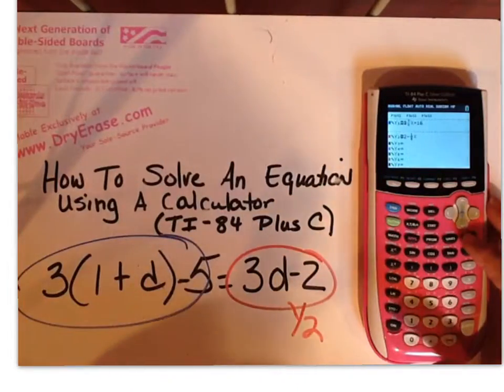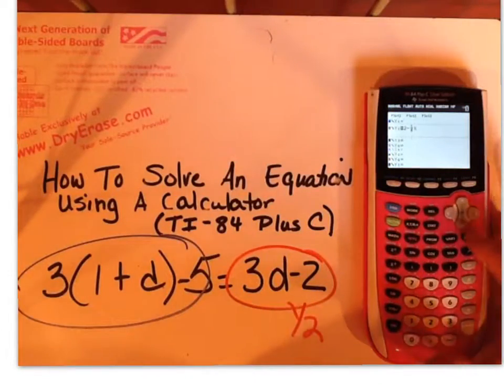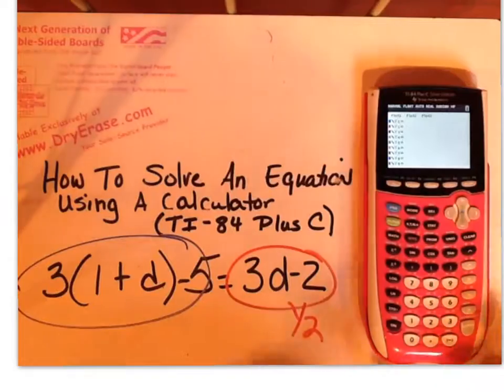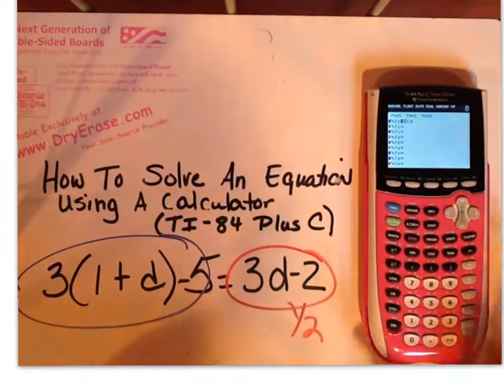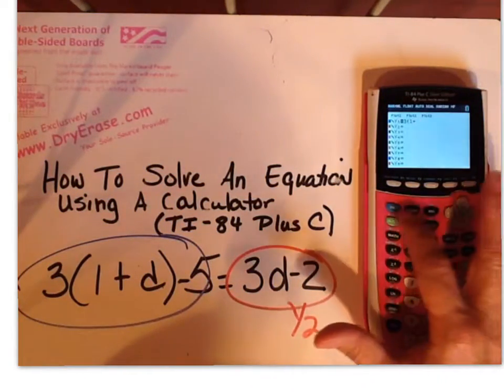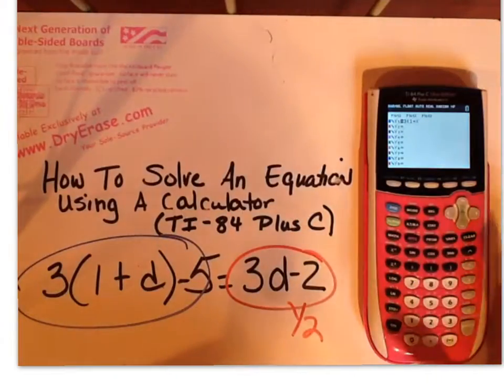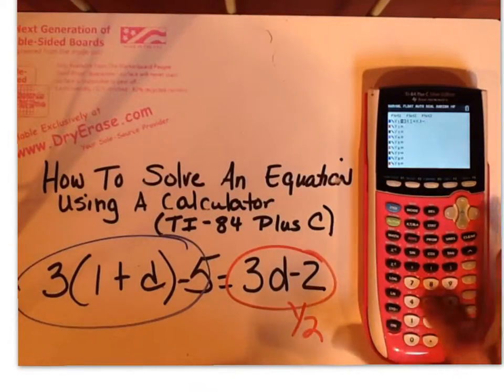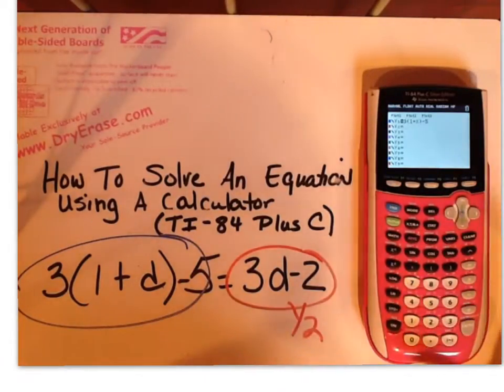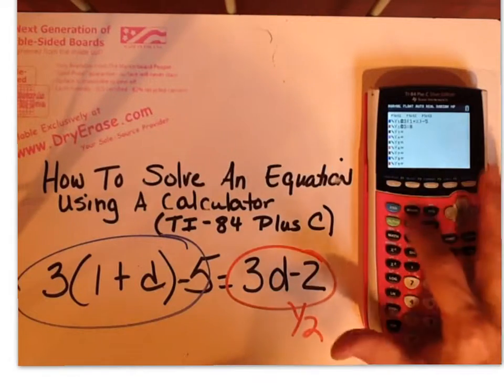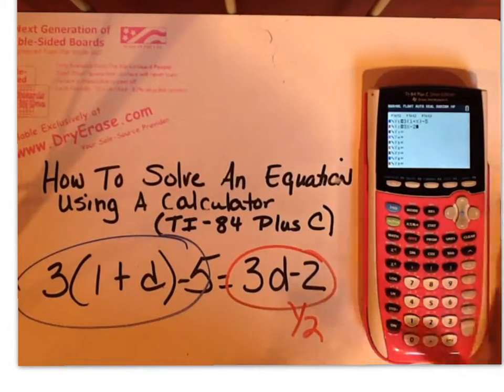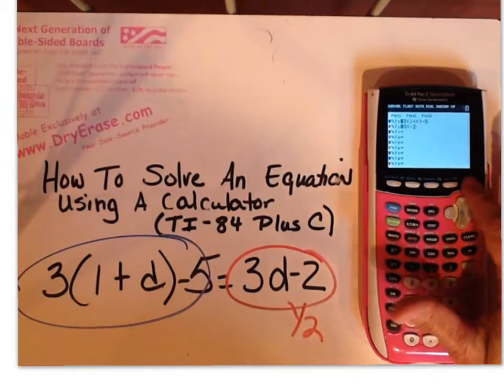I have some equations already in there, so I have to hit clear and get rid of them. And then I'm going to put my left side in there, and normally just put it exactly like it is. Use the X next to the alpha button. And on the other side, 3x minus 2. And I have the graph.